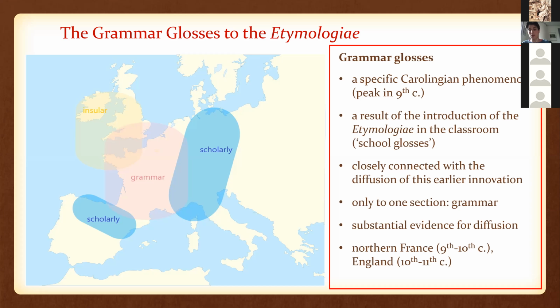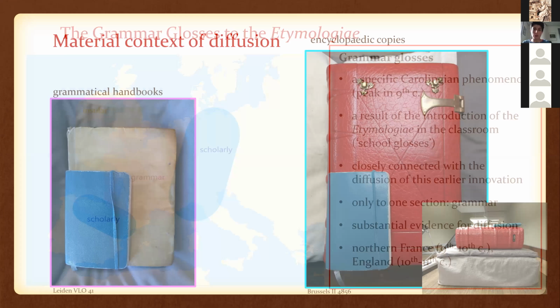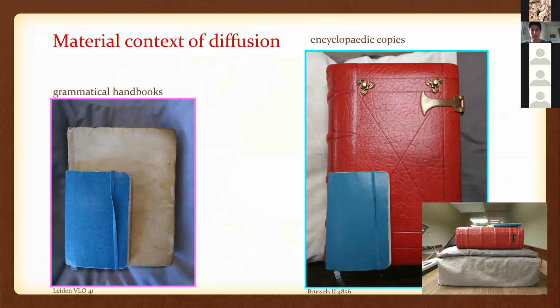to see whether we can find some tangible evidence, through the network analysis, of which kinds of channels were used for the transmission. For this purpose, it's important to distinguish two different types of manuscripts that will also feature in the graphs and the analysis that will come. I will color code them pink and blue. So pink will always be grammatical handbooks and blue will always be encyclopedia copies.